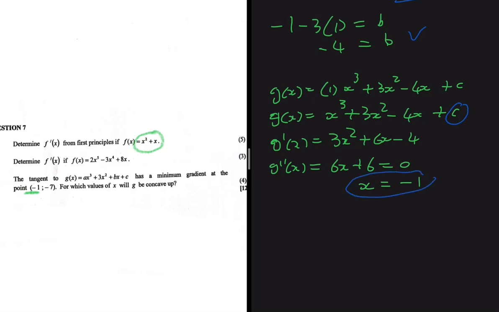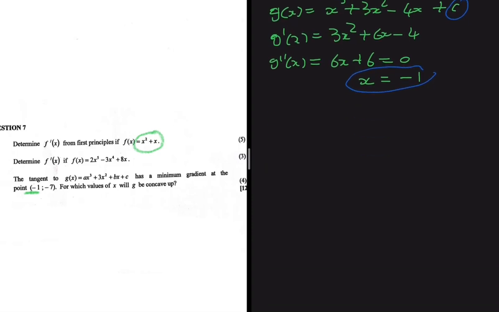Now let's look at our graph g of x. The coefficient of x to the power 3 is positive. If the coefficient of x to the power 3 is positive, our graph should look like this. So this is how our graph will look, and we're saying that our point of inflection is somewhere here at minus 1. We're looking for the values of x for which our graph g is concave up. So this is concave up, because our graph is ultimately going up. So when x is greater than minus 1, our graph is concave up.